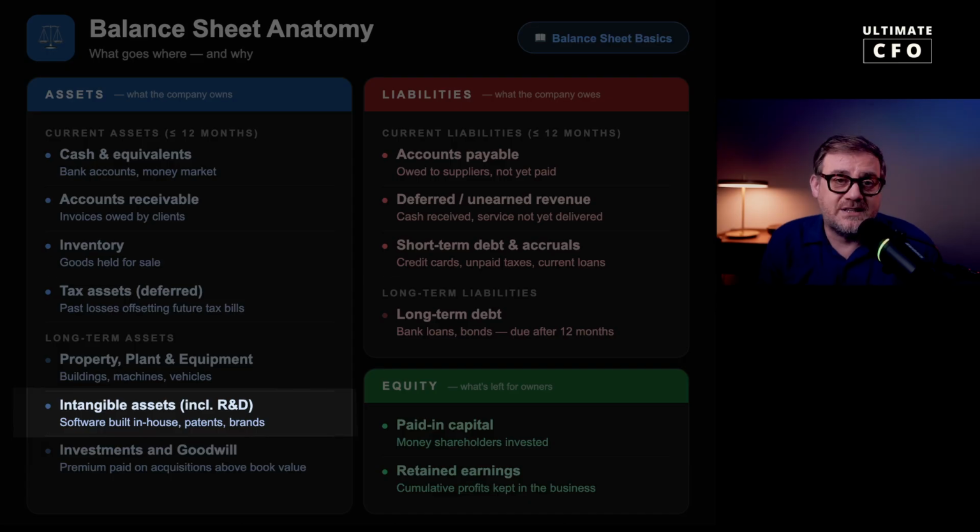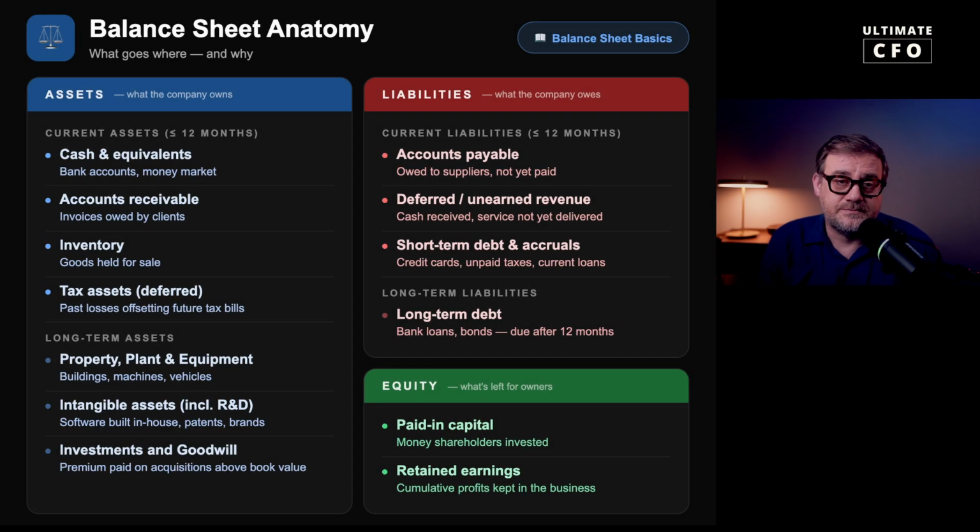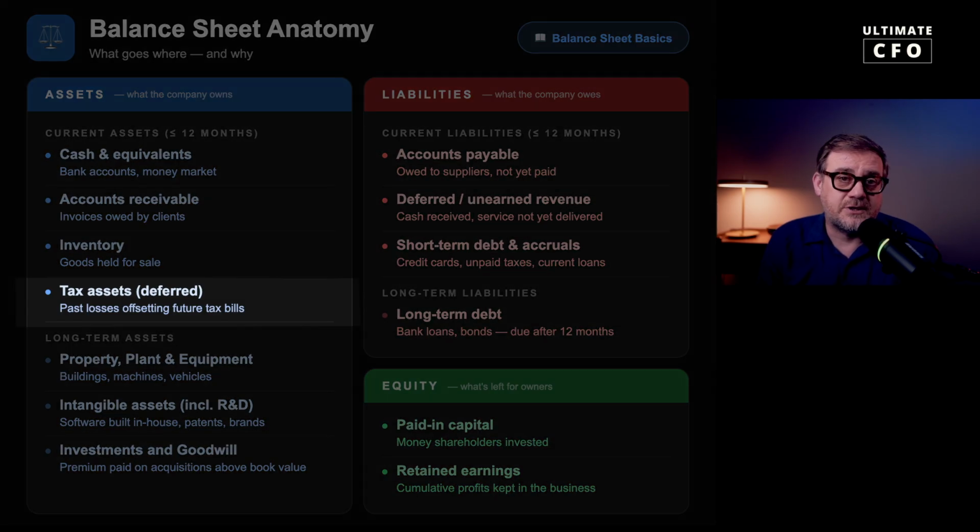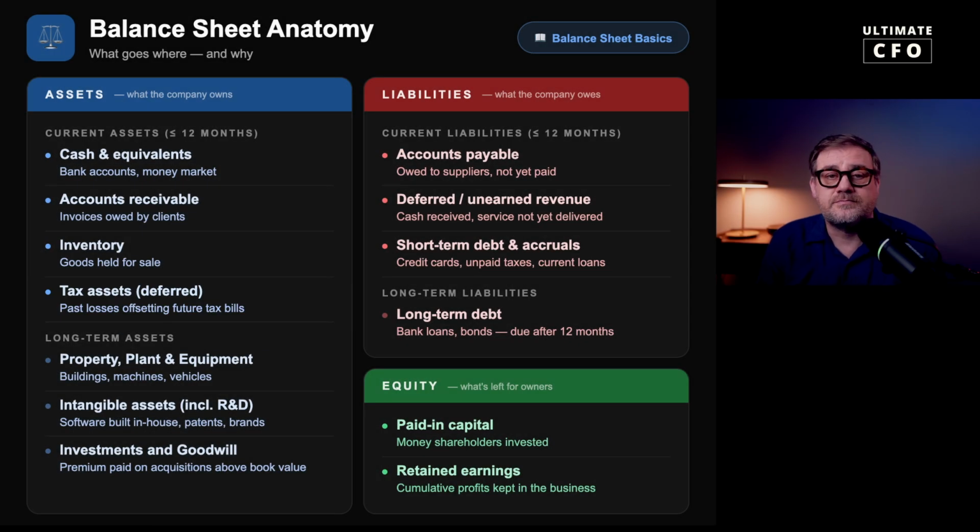And you will see this as an intangible asset. Now, other items you might see are tax assets, for example. So if you're making a loss during a certain year, you can offset this loss against future profits in a future tax bill. So you might see a tax asset on your balance sheet that you can essentially use against your future corporate tax payments.